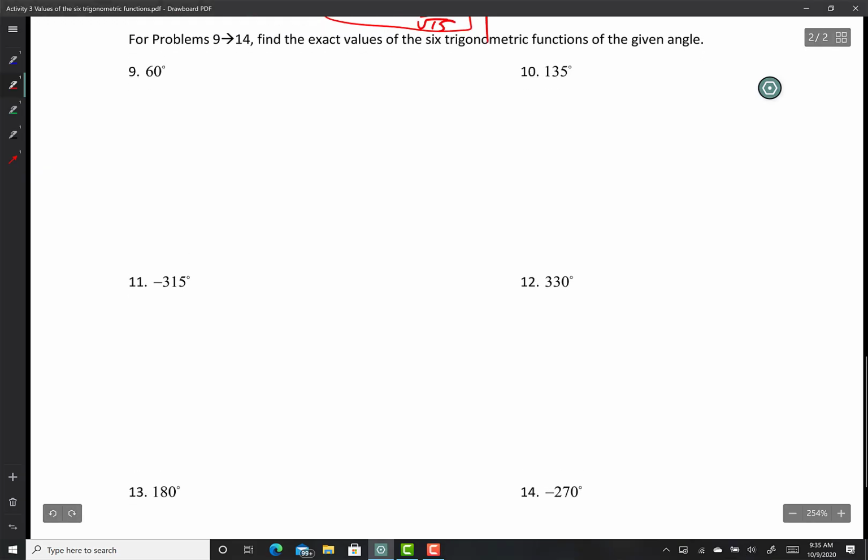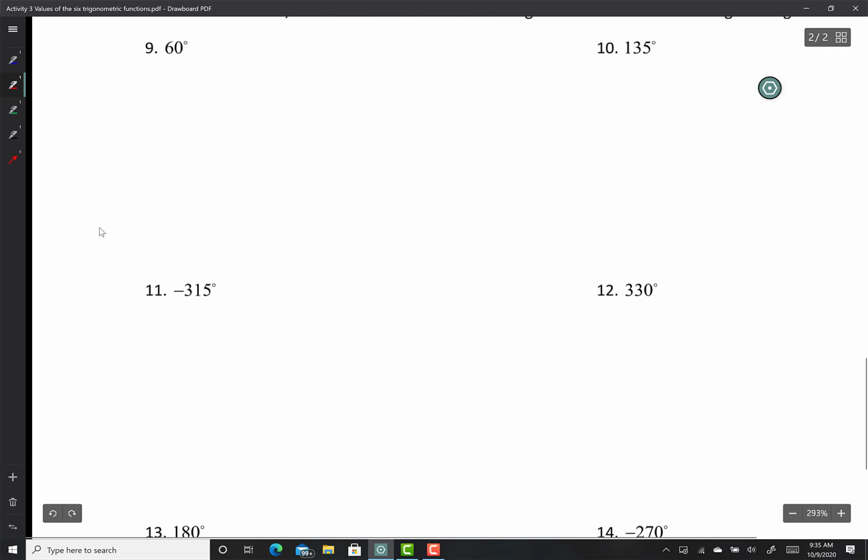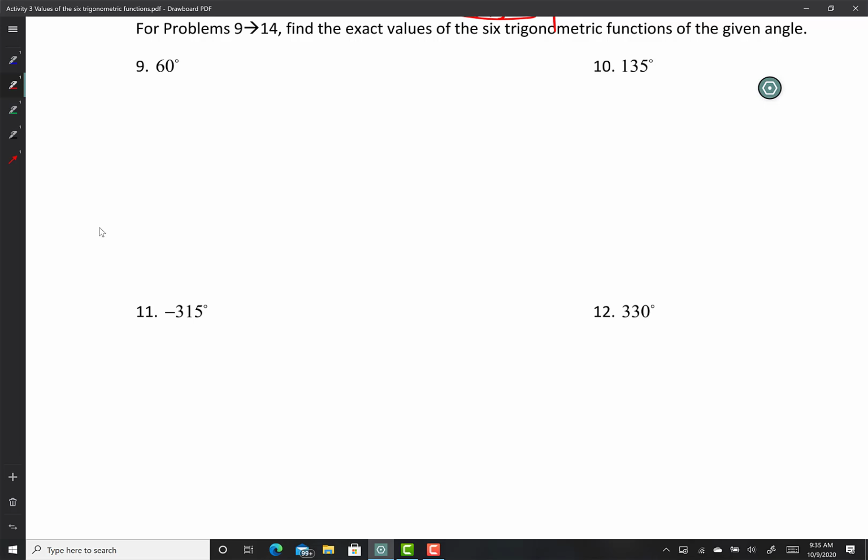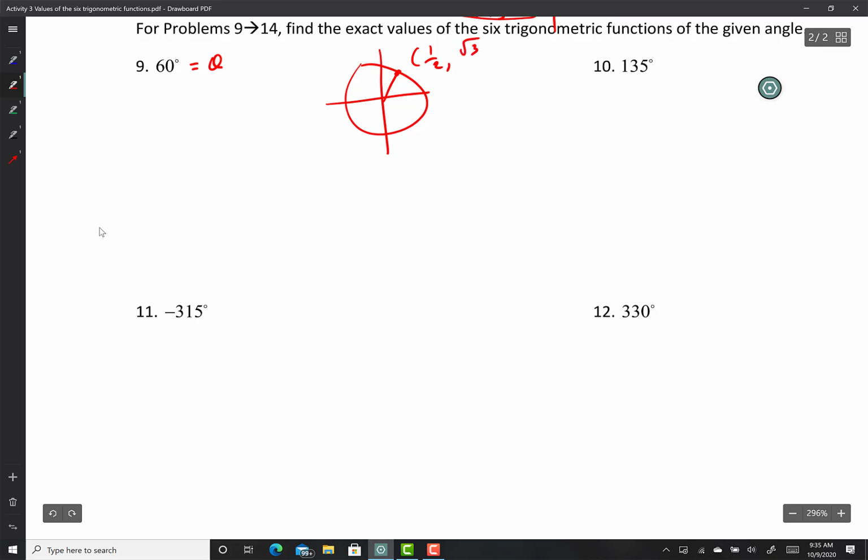All right, it says find the exact values of the 6 trig functions of the given angle. So this time they give you an angle, guys. So that 60 degrees there is your angle that they gave you. So here we go. That one's pretty basic. Let's see, at 60 degrees, you're right up there. Your x-coordinate is a half. The y-coordinate is square root of 3 over 2. That's what your unit circle looks like, right?